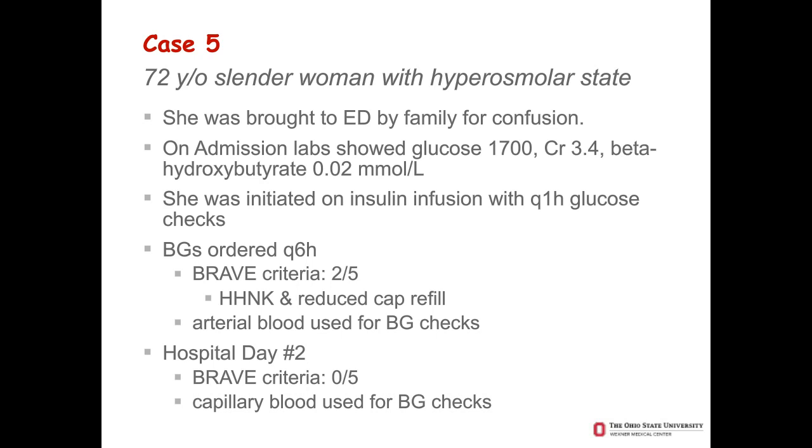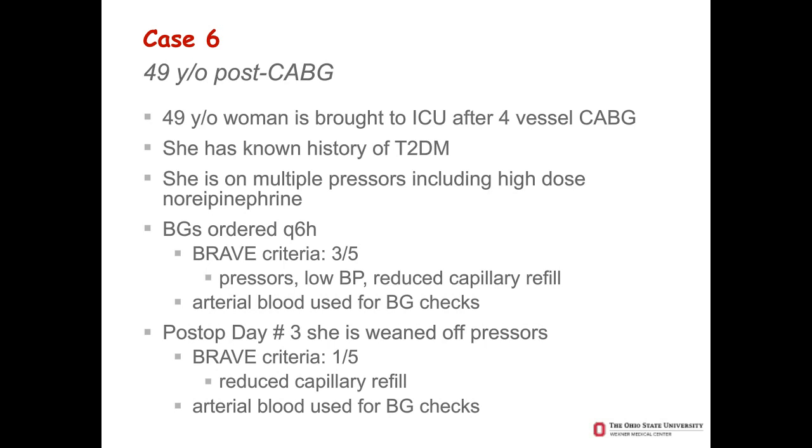Case 6 is a 49-year-old woman who was brought to the ICU after a 4-vessel CABG. She has a known history of type 2 diabetes, and she's on multiple pressors, including high-dose norepinephrine. Blood glucose checks were ordered for every 6 hours. She was found to have 3 of the 5 BRAVE criteria. This included pressors, low blood pressure, and reduced capillary refill. Arterial blood was then used for her glucose checks. On post-op day number 3, she is weaned off the pressors. However, at that point, she still had 1 of the 5 criteria present, which was reduced capillary refill, so she continued on arterial blood being used for the glucose checks for another day. Once the BRAVE criteria reduced to 0, she transitioned to capillary blood being used for the glucose checks.